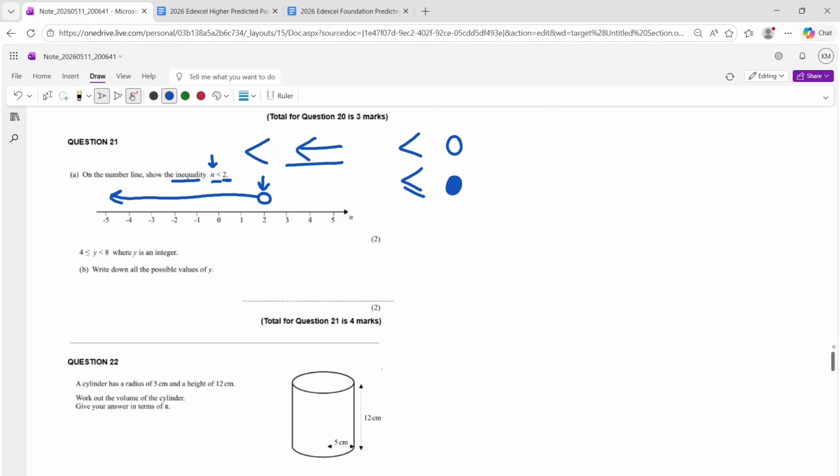So you get a mark for having the correct shaded circle and another mark for having your arrow pointing in the right direction, because n has got to be greater than 2, which is to the right-hand side.